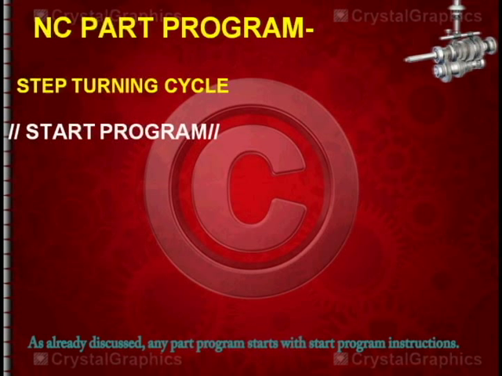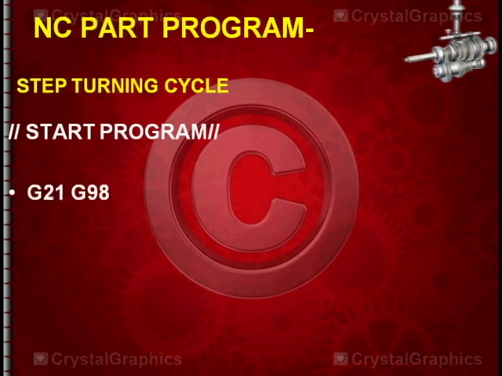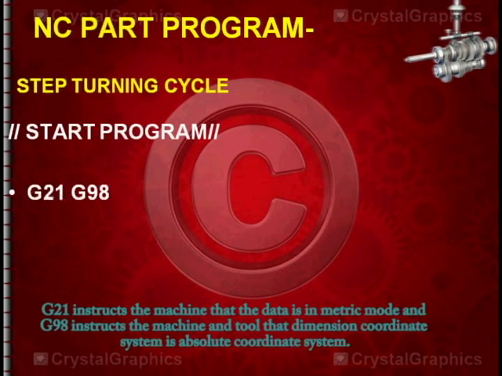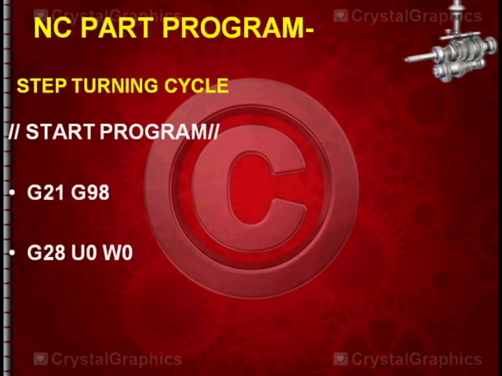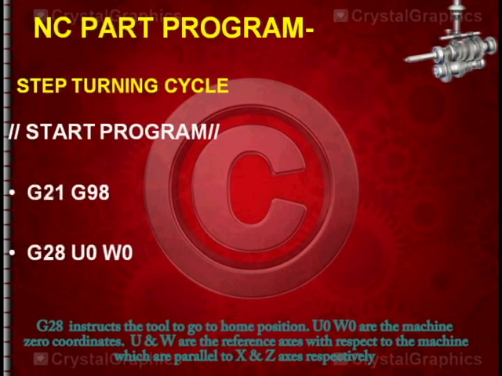As already discussed, any part program starts with the start program instructions G21 and G98. In this block, G21 instructs the machine that the data is in metric mode, and G98 instructs the machine and tool that the dimension coordinate system is the absolute coordinate system. G28 U0 W0. G28 indicates the tool to go to home position. U0 W0 are the machine 0 coordinates. U and W are the reference axes with respect to the machine, which are parallel to the X and Z axes respectively.